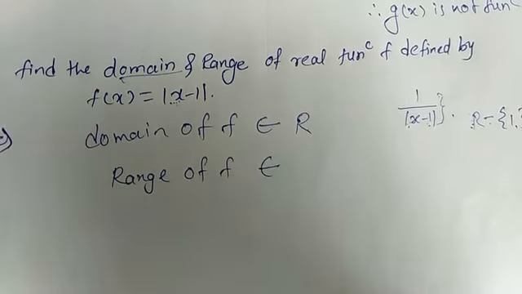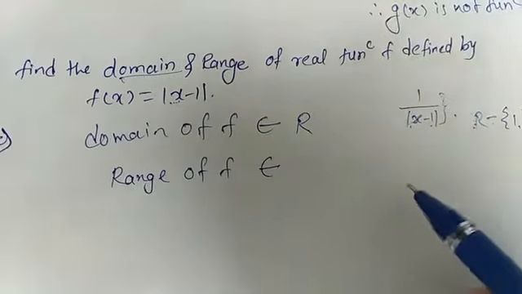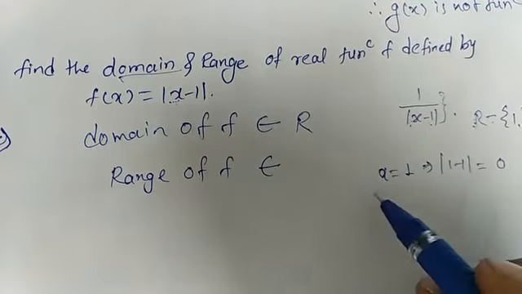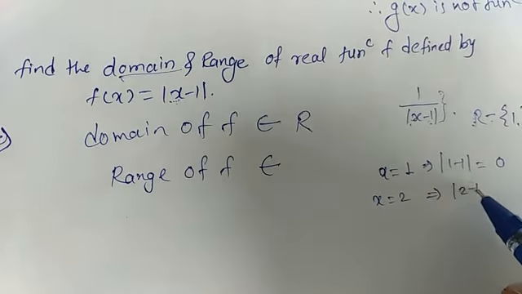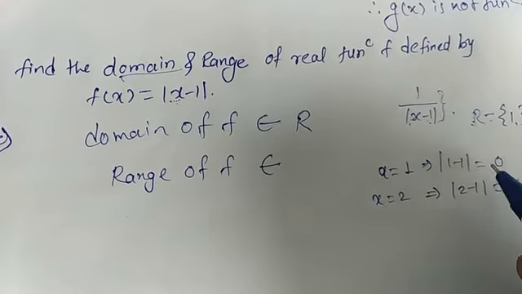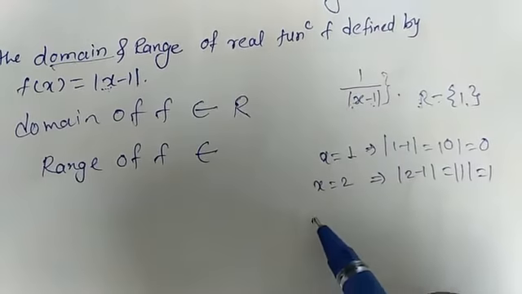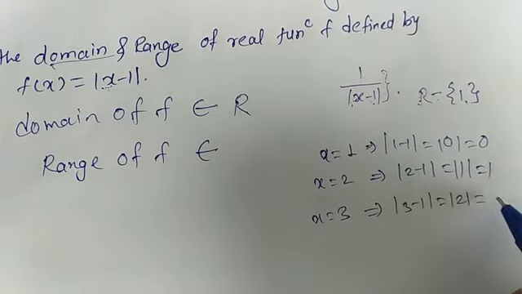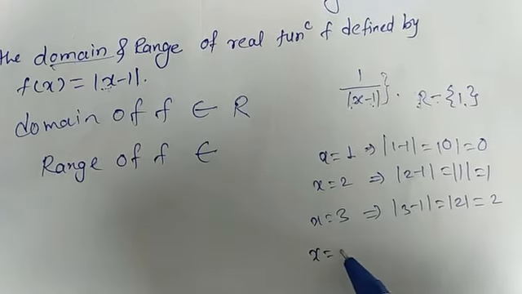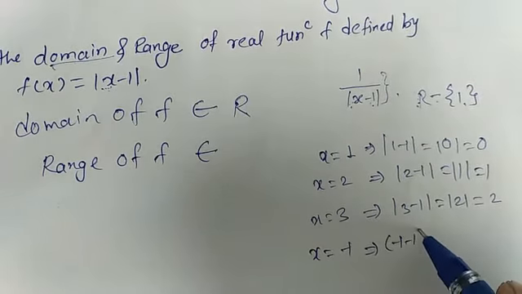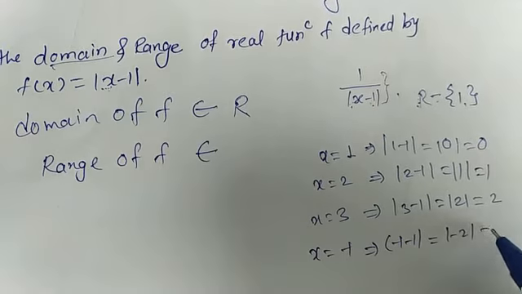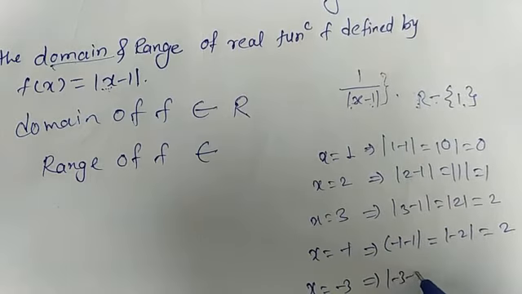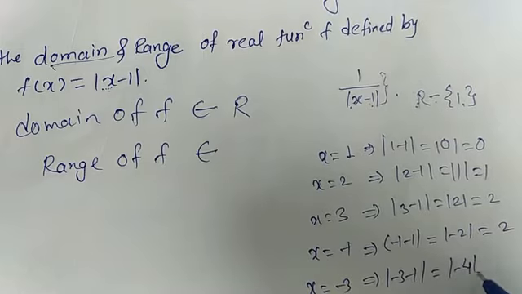of f will be, so for any value, if we consider x equal to 1, it is mod of 1 minus 1, which is 0. Okay, for x equal to 2, it implies mod of 2 minus 1 is equal to mod of 1, which is again 1. Here mod 0 is 0. Okay, for x equal to 3, which implies mod of 3 minus 1 is equal to 2. For negative values, for x equal to minus 1, we get mod of minus 1 minus 1, which is mod of minus 2, and mod of minus 2 is plus 2. For x equal to minus 3, we get mod of minus 3 minus 1, which is mod of minus 4, equal to plus 4.